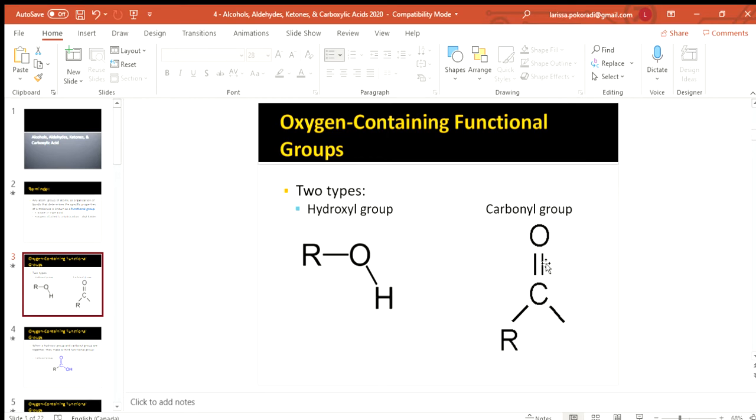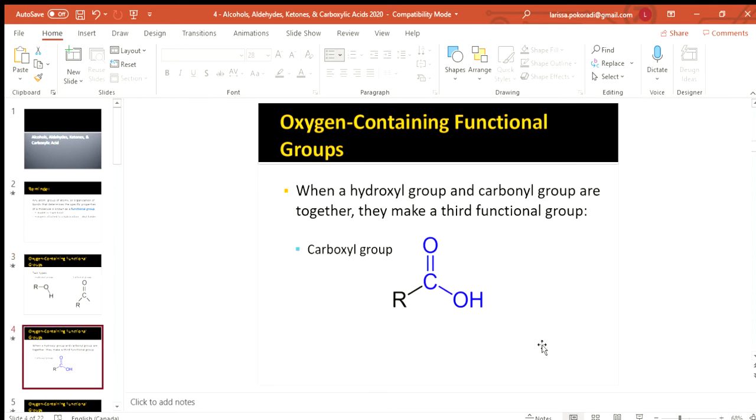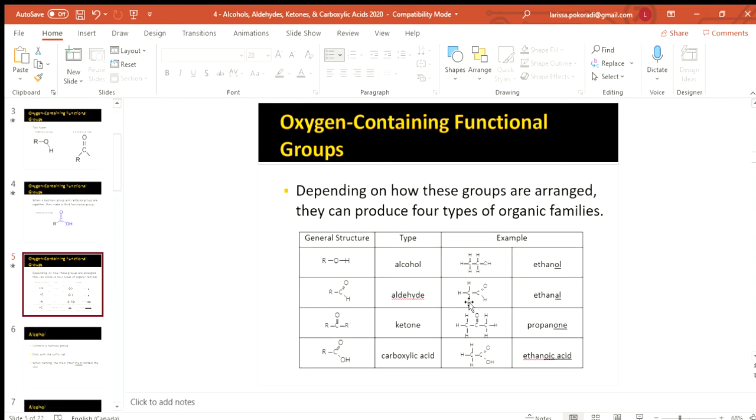If we've got a carbon with a double bond to an oxygen, this is called a carbonyl group. And we'll see it in a few different ways. So again, we can have it attached to some more carbon chain, possibly on both sides. And then we can have a fusion of both of these groups together. So we've got the OH group coming off a carbon, we've got the double bond coming off the same carbon. When that happens, this third functional group is called a carboxyl. So it's both of those other functional groups tied together. So 3 different functional groups. The way they fit into a molecule is going to give us 4 different families.